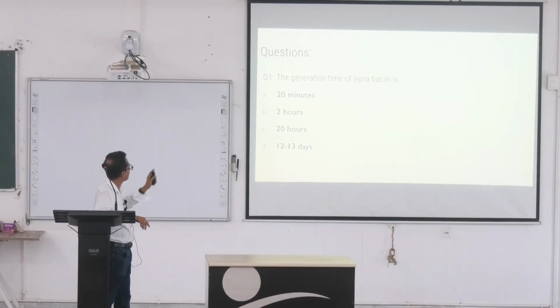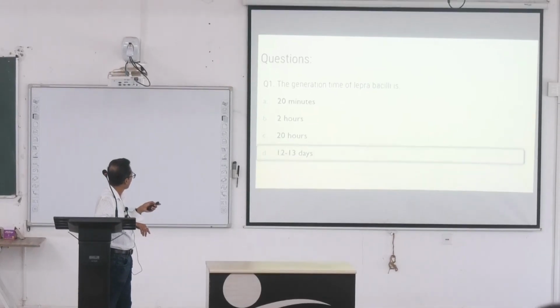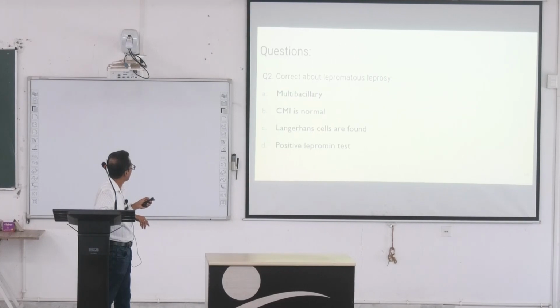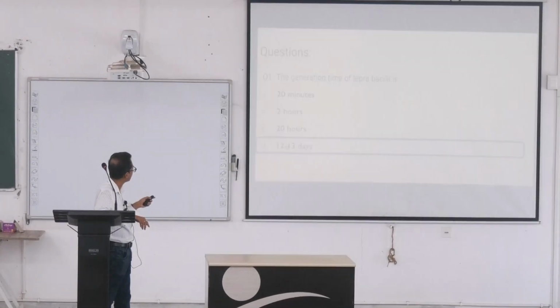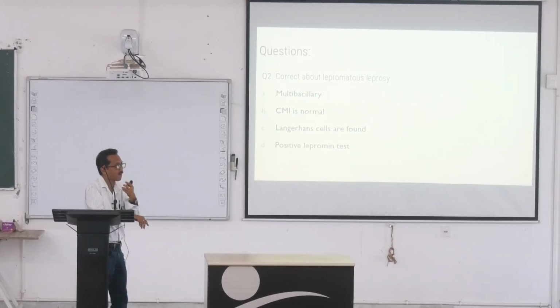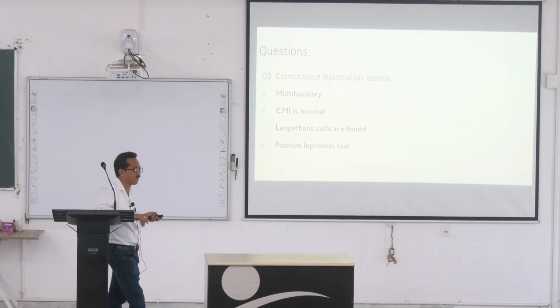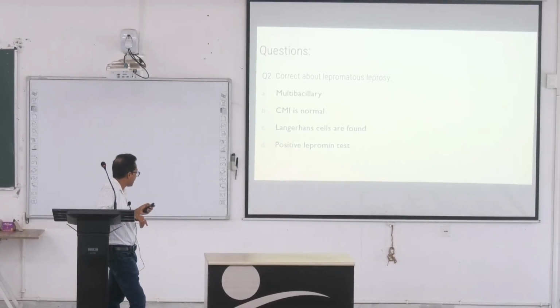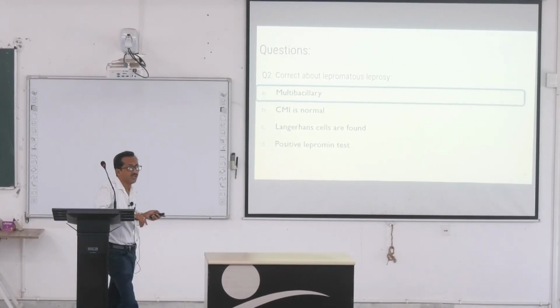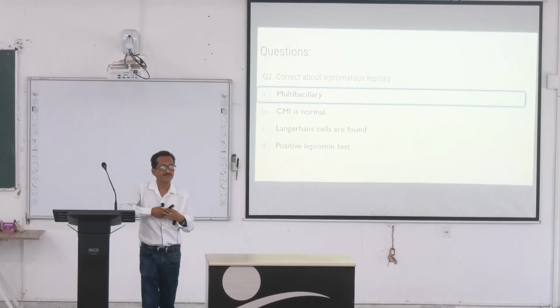Generation time, 12 to 13 days, I have already told. And what is lepromatous leprosy? Lepromatous leprosy, which is correct? So it is multibacillary. Any question from your side?